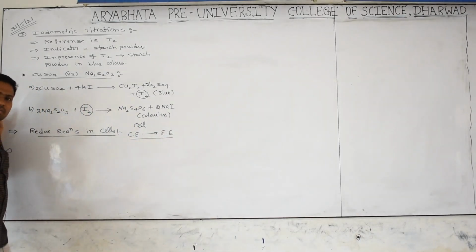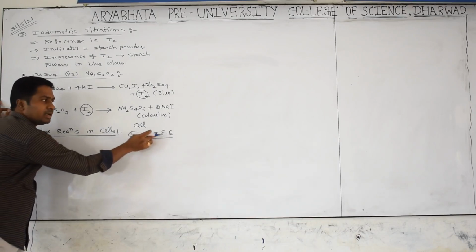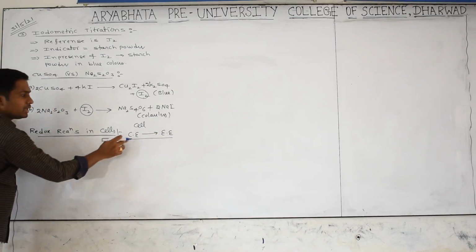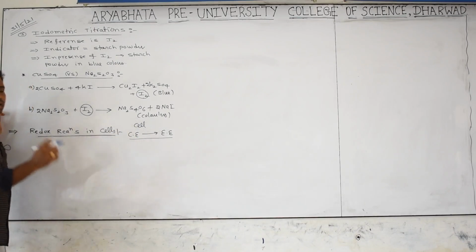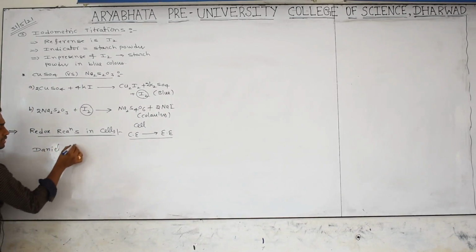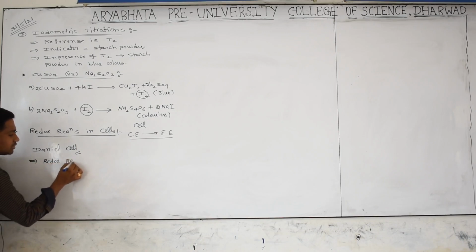We are using a torchlight battery or remote battery. Inside the battery there are chemicals. Chemical energy is converted into electrical energy. That's what is called a cell. Where chemical energy is converted into electrical energy, we call it by a special name: the Daniell cell. This is one of the batteries. There, chemical energy is converted into electrical energy. This change is nothing but a redox reaction.